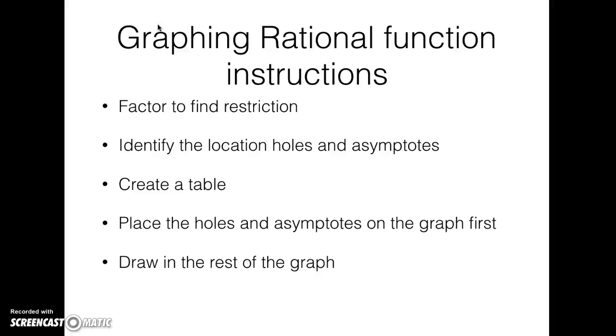Rational functions instructions. When we graph a rational function, the first thing we need to do is factor to find the restrictions. And then you need to identify if the restrictions are either a hole or asymptote. We're going to create a table using the simplified version of the function. I'm going to place the holes and the asymptote on the graph first, and then you're going to draw in the rest of the graph, making sure that you skip over any discontinuity.